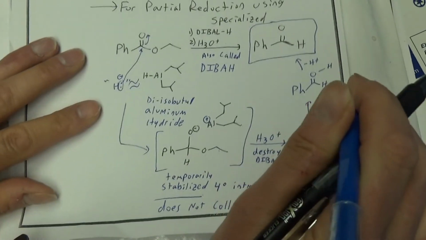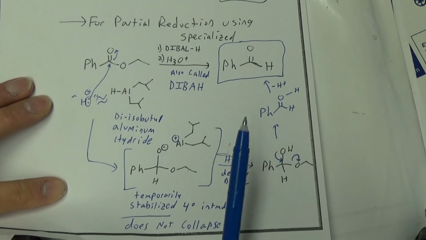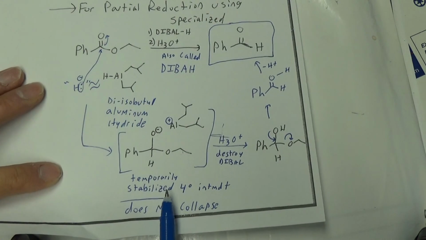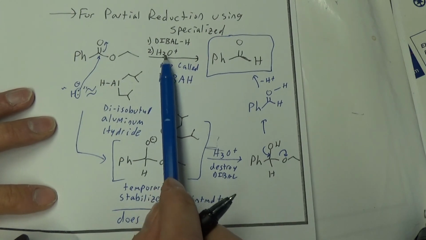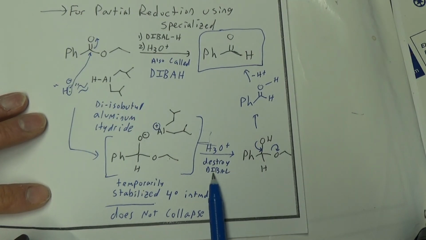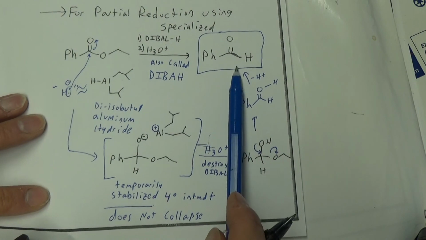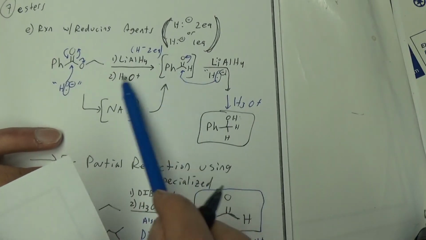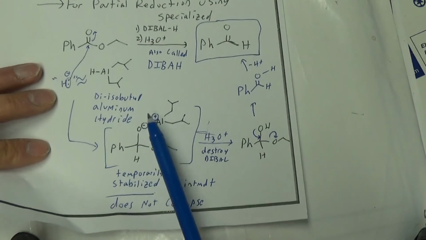So DIBAL is a pretty cool reagent in that we can step through and understand how it works. Why does it only give a single reduction and not a double reduction? It's because it makes this stabilized tetrahedral intermediate. And when you add the acid, the H3O step, that creates an intermediate that does fall apart, but it also destroys the reducing agent, so there's no more reducing reagent around that would potentially reduce the aldehyde. And that's why lithium aluminum hydride doesn't do all that. It gives a double reduction, whereas DIBAL does only the single reduction.